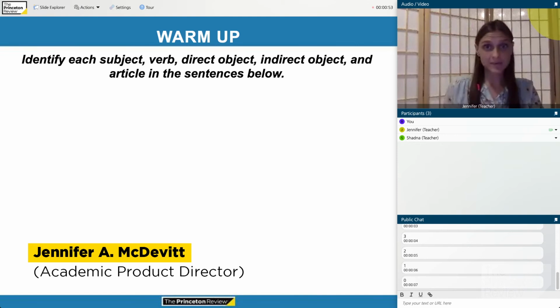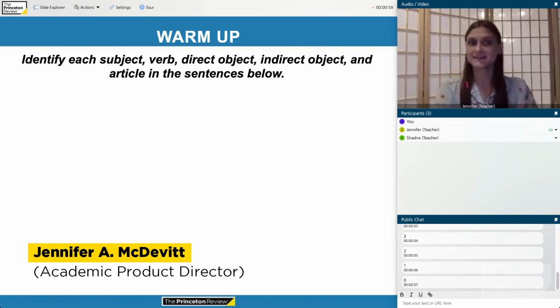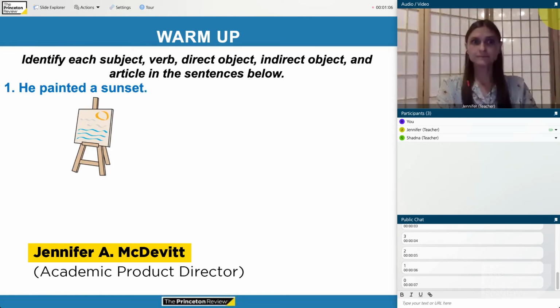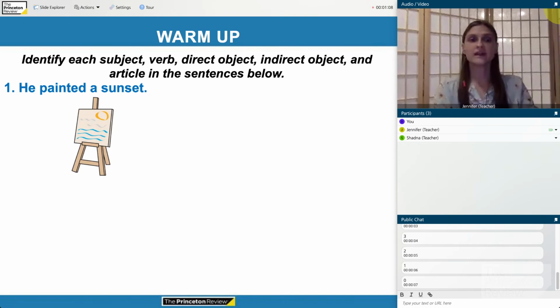And if you do, great. If you want to try to diagram them from the get-go to see how you are, you can go for that as well. And at the end of this presentation, I'm going to go back and review the answers and show the diagrams for each sentence. So let's take a look at the first sentence here. He painted a sunset. So you might want to write number 1 on your paper and write the full sentence just so that you have everything there, because once I move on from the screen, you won't be able to see it until the end.